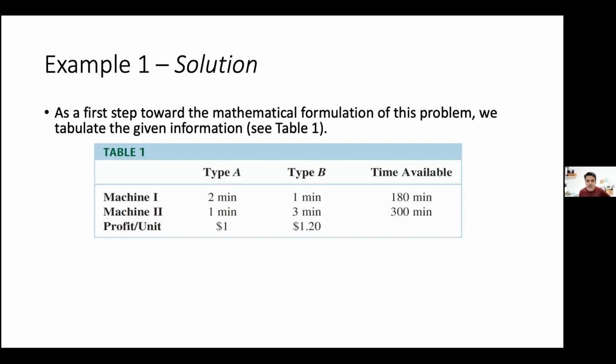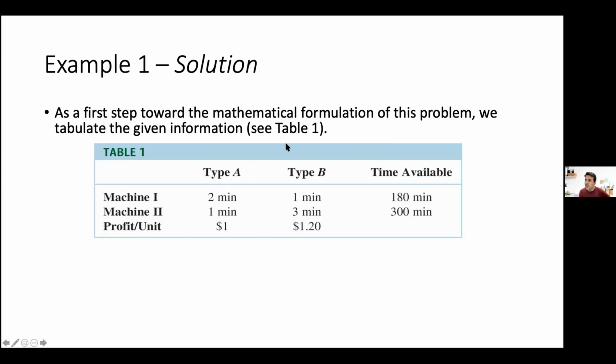So here, the columns are types of productions. Columns are type A, type B. These are products, right? And over here, we have restrictions. So remember that. Products here, restrictions here. So we have machine 1, machine 2, and type A, type B. And we put all the things that we know from the question on the table.